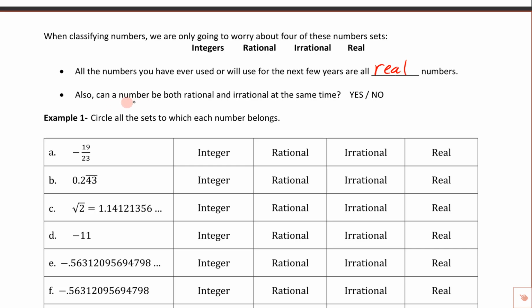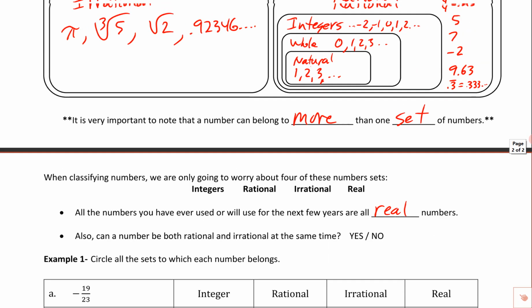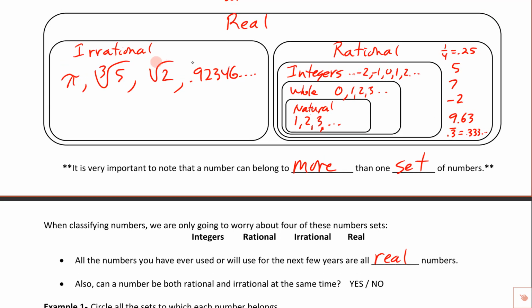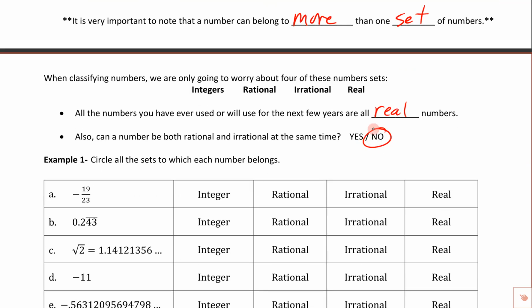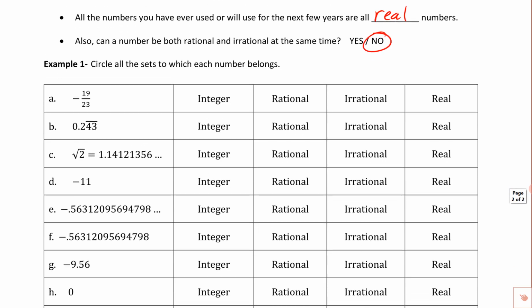Can a number be both rational and irrational at the same time? Well, remember, let's take a look at this right here. We're talking about irrational numbers and rational numbers, and the question is, can it be both of those at the same time? It's either got to be in this group or in this group. So the answer to that is no. It's got to be one or the other. It can't be both rational and irrational. Okay?